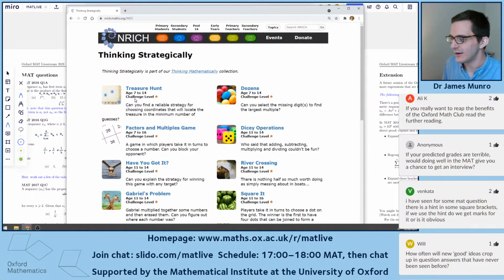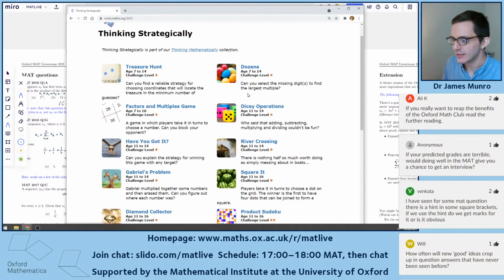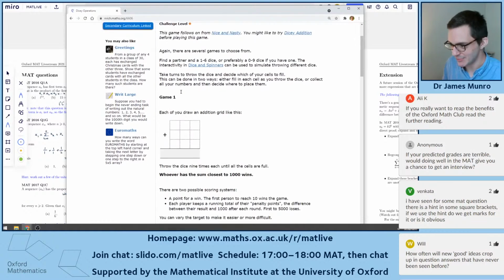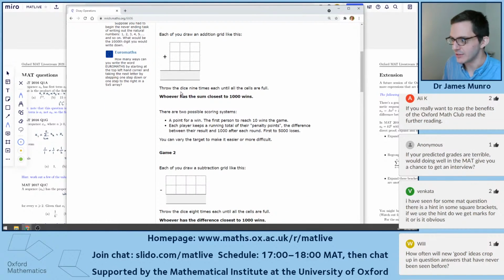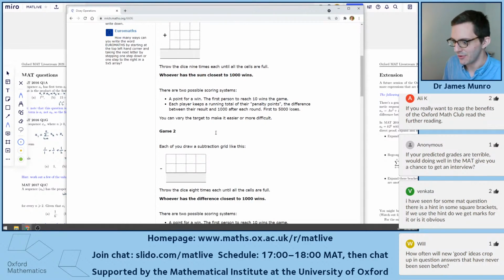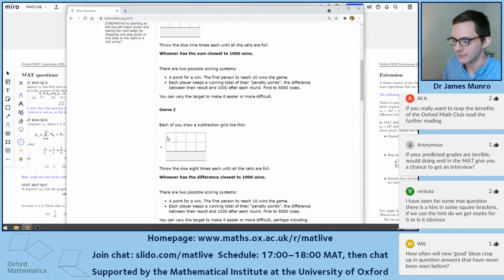I quite like these, so let's have a look at Dicey Operations. So this has got a challenge level of 1 star and age 11 to 14, but hopefully we can try and put on our own spin on this as well. Oh, this is a game to play with 2 people. Oh, right, okay. There are some instructions for 11 to 14 year olds about throwing dice and putting in cells. I reckon I can play this. Oh, right, now subtraction as well.